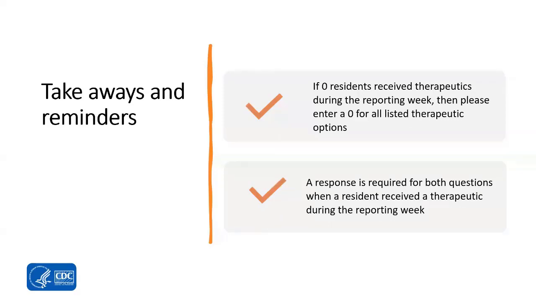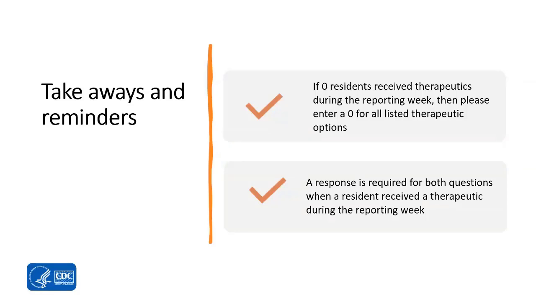This pathway is only for reporting therapeutics that were administered during the reporting week. If 0 residents received therapeutics during the reporting week, please enter a 0 for all therapeutics listed in the application. A blank field could be interpreted as missing data. Please make sure to report a 0 to avoid any missing data. So if you have a reporting week where 0 residents received therapeutics, then you'll put a 0 in all the boxes in the therapeutics pathway.